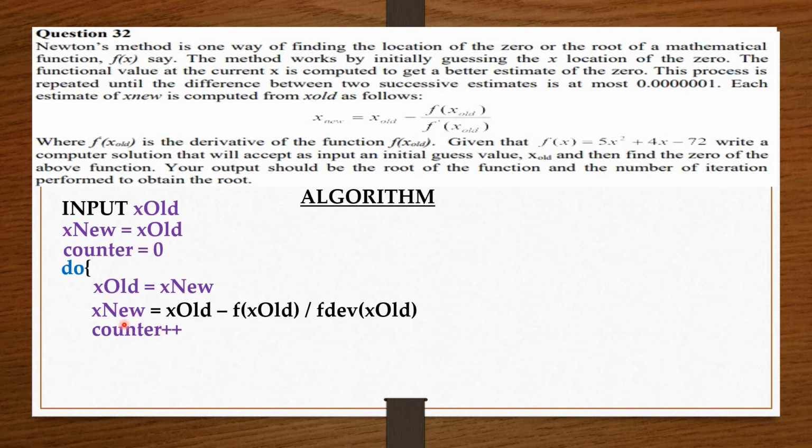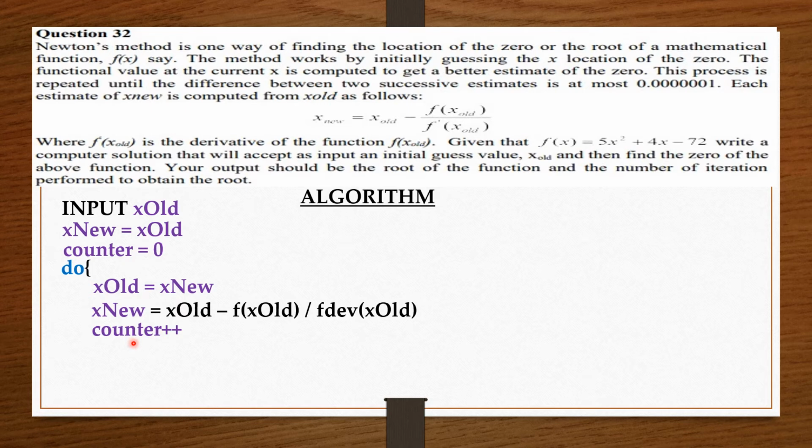Then when you compute x new, we increase counter by 1. Then we give that x new back to the x old, put that x old into the formula, find x new, and increase counter by 1. So it keeps going on.